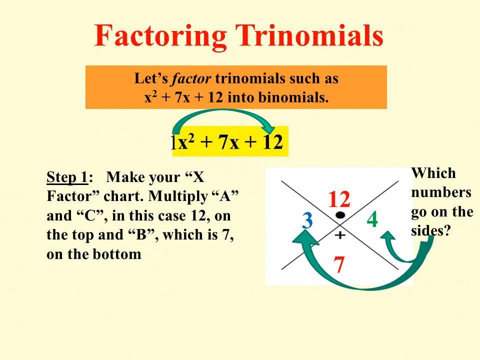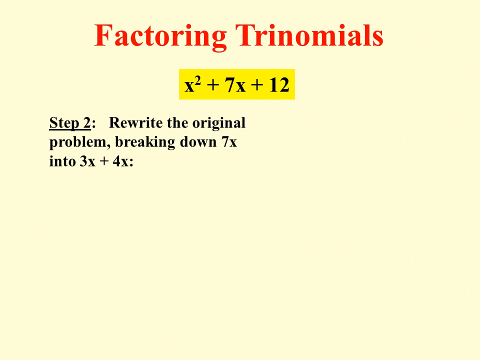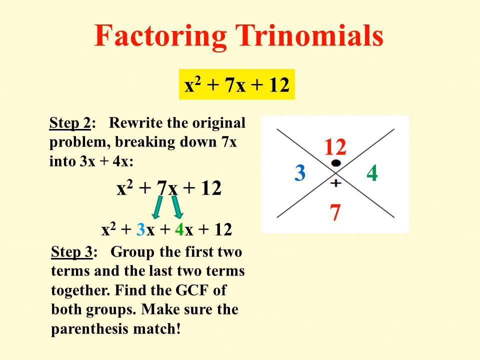So what we do with those two numbers is that we need to split 7x into 3x and 4x. So instead of a trinomial, we need four terms, a quadnomial, if you will. So we're going to split 7x into the two numbers we just found, 3x and 4x. From here, this is now where we group. We're going to group the first two terms together and the last two terms together.